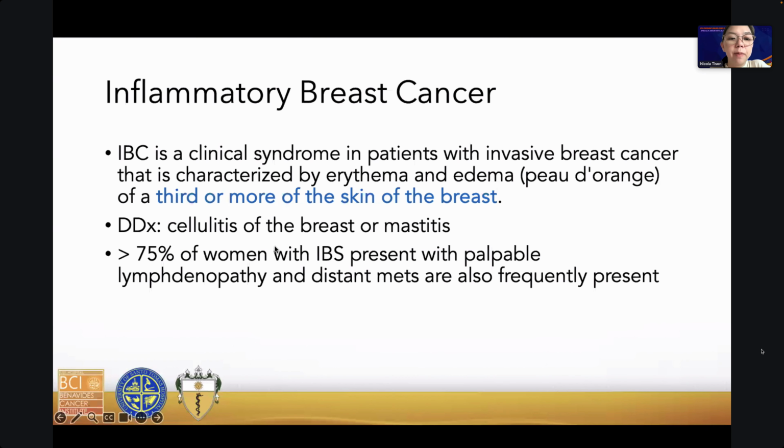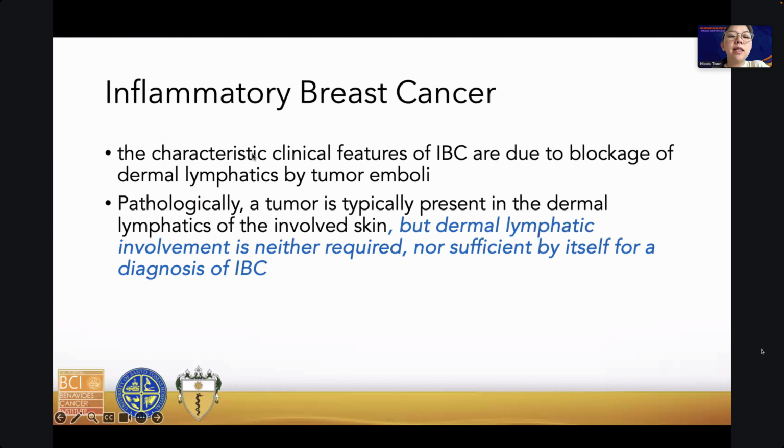Next would be inflammatory breast cancer, which I mentioned earlier. It is a clinical diagnosis in patients with invasive carcinoma characterized by erythema and peau d'orange of one-third or more of the breast. A lot of times we have delayed diagnosis because these patients are managed as either cellulitis or mastitis. In more than 75% of women, they would already present with palpable adenopathy and even distant metastasis. And this characteristic clinical feature is due to blockage of dermal lymphatics by tumor emboli.